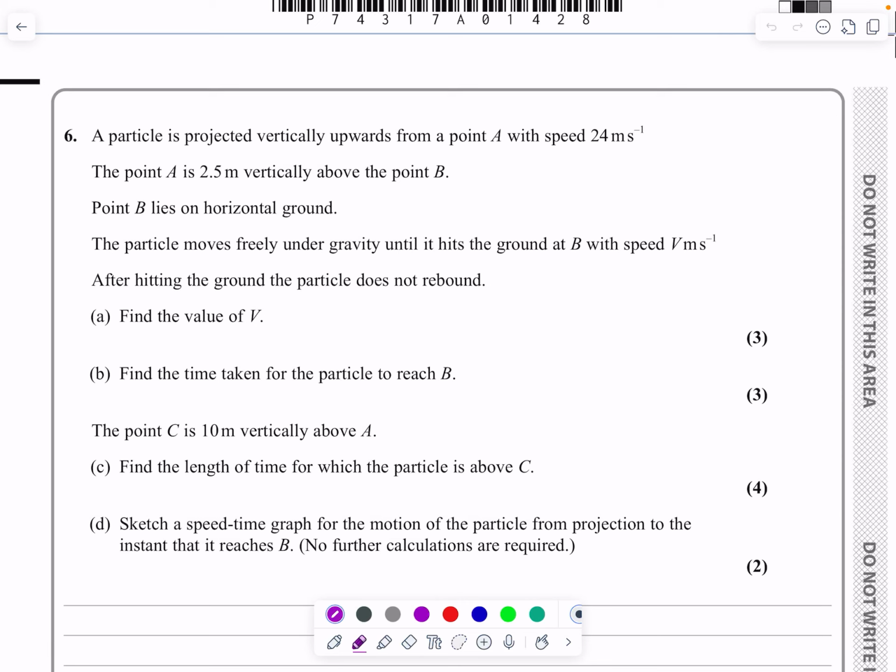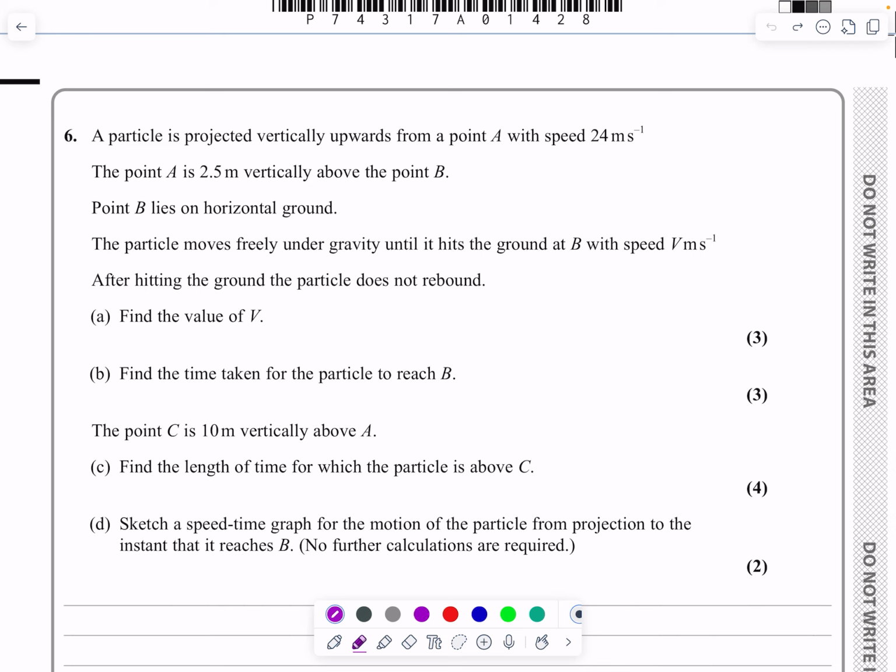Okay, this is the M1 paper from January 2024. It's question number 6, and this is a kinematics question. We're going to be using the SUVAT equations. At the end, we're going to be doing a speed-time graph. But let's look into it and make a start.